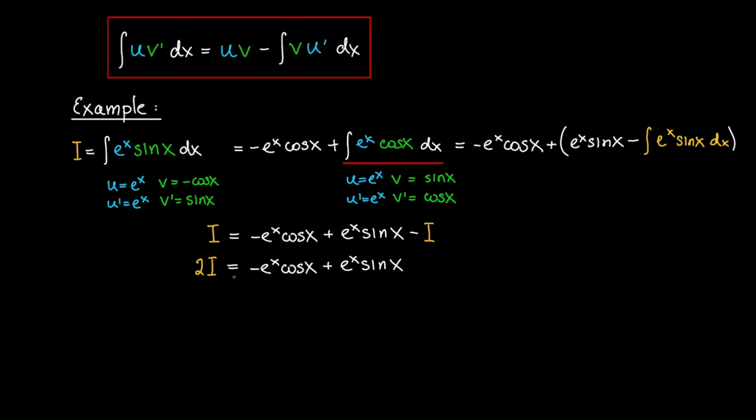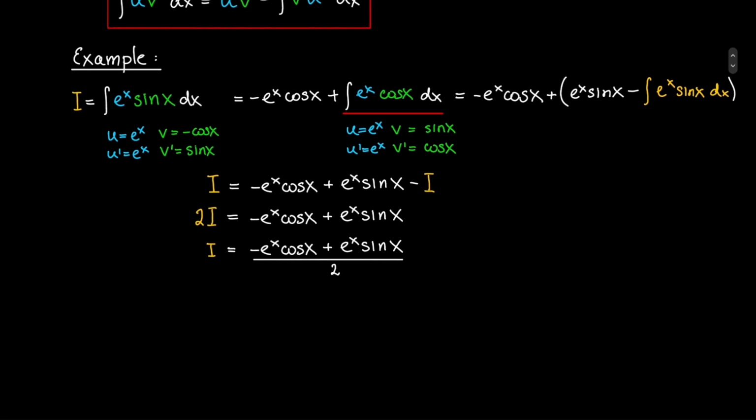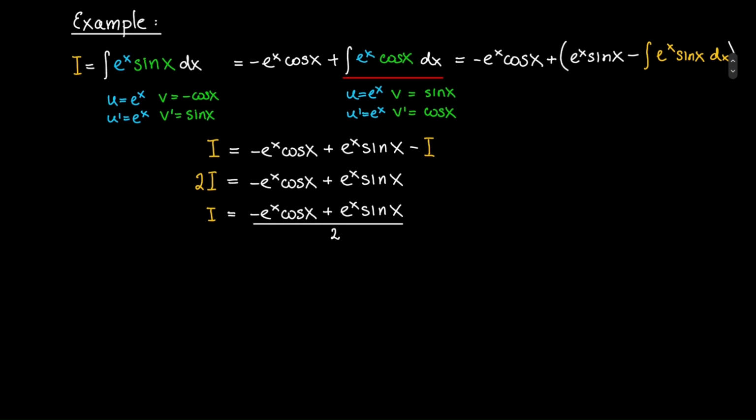So that means 2I is equal to negative e^x cosine x plus e^x sine of x. And finally, I can divide both sides by 2, and that means I is going to be equal to this entire thing over 2. And this, ladies and gentlemen, would be our answer to the integral of e^x sine of x. Now I will leave two integrals for you to try and solve using the cyclic integration method.